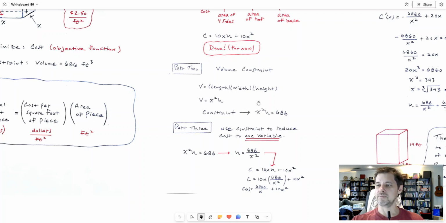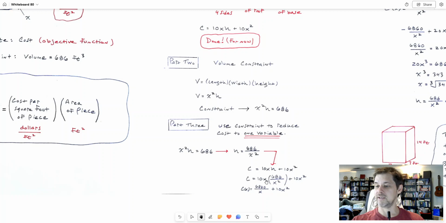So here's what I need to do. I need to use these bits of information together. I need to use the cost and the constraint to somehow reduce the cost to 1 variable, because I'm just stuck at a dead end if the cost has 2 variables. So I can do like this. I can take my constraint for the volume, solve it for h, and then plug that in for h in the cost. It will look like this, with a little simplifying, multiplying 10 by 686, I get 6860, and canceling x over x squared to get me x, I'll get a function for the cost in terms of 1 variable, x, and it's 6860 over x plus 10x squared.